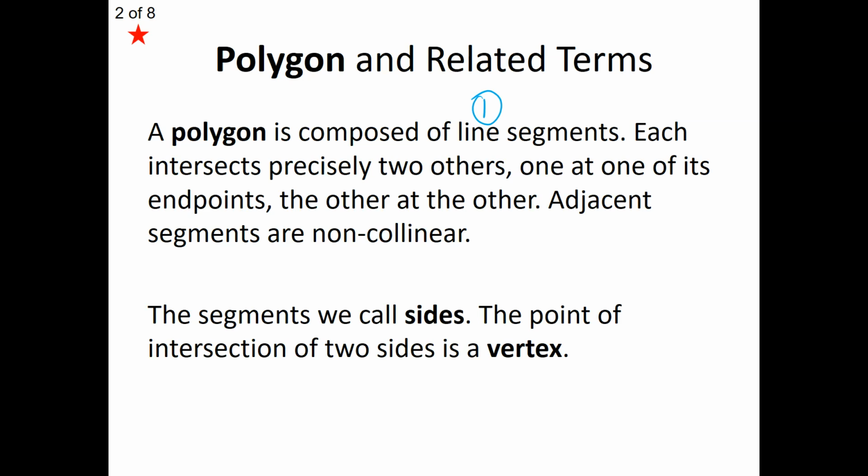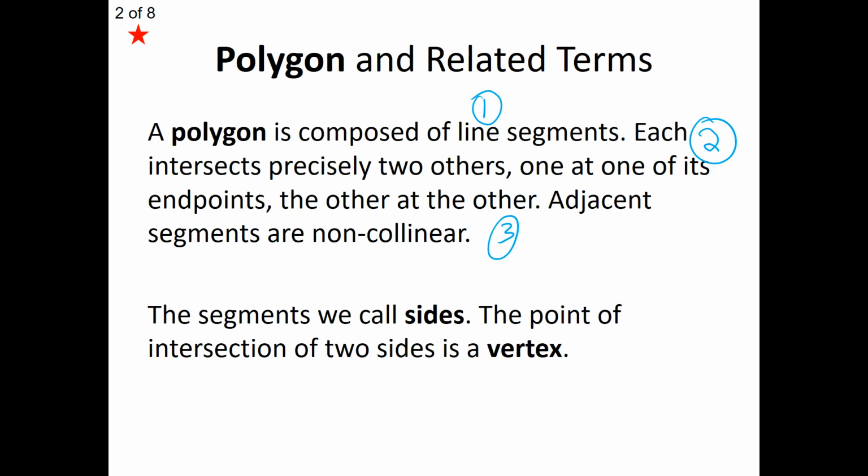Each intersects, this is actually talking about the line segments, each line segment intersects precisely two others, one at one of its endpoints and the other at the other. That's the second criteria that a polygon has. So we have these line segments composed of only line segments, and they're intersecting precisely two others. Last but not least, adjacent segments are not collinear. Adjacent means touching, right? They're shared. So adjacent segments are non-collinear.